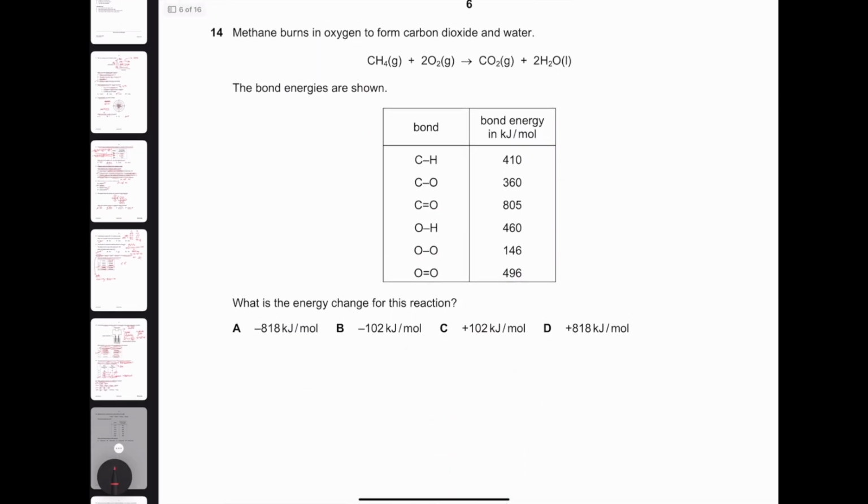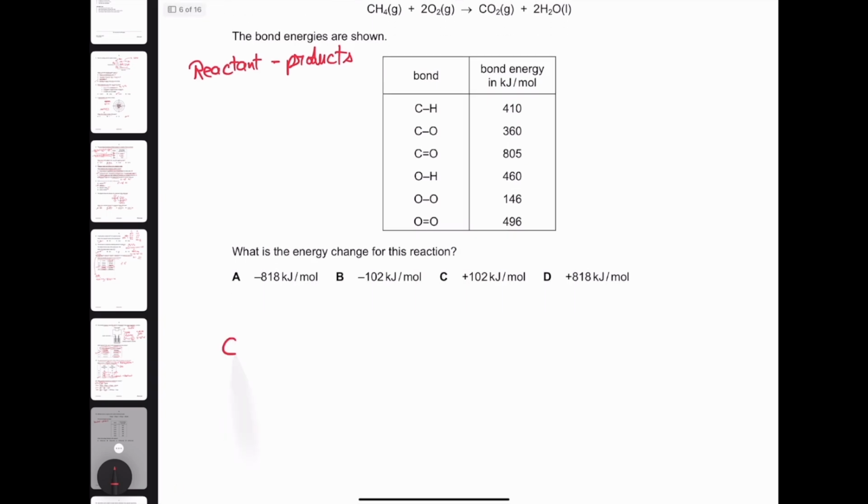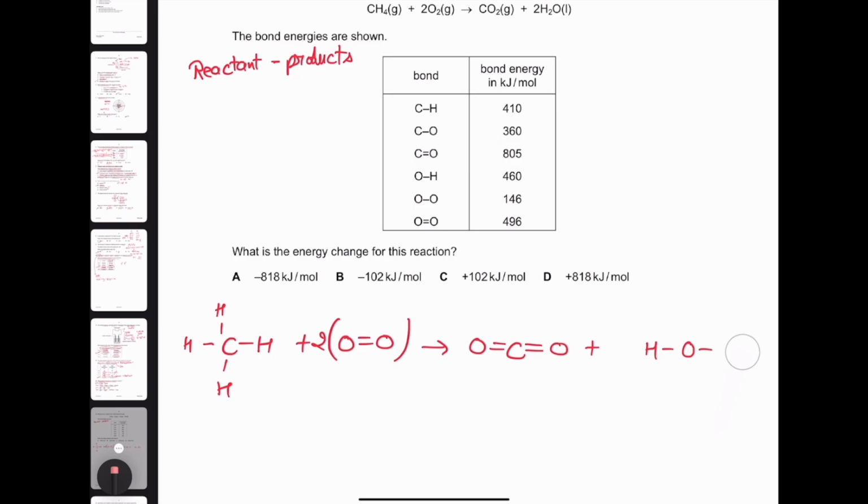Now, methane burns in oxygen to form CO2 and water. These are just lengthy questions, not difficult. All right, see. What we need to do is reactants minus products. So let's do one thing first of all. Let's write the equation properly. So this is your CH4, plus oxygen, double bonded like this, and this is times 2. So let's write it times 2. CO2 looks like this, C double bonded to O on both sides, plus H2O looks like this. And this is also times 2.